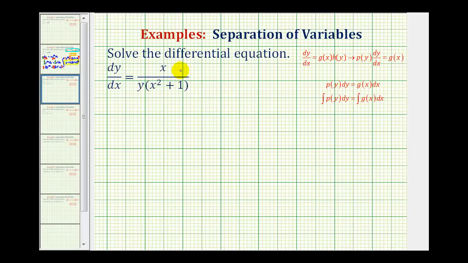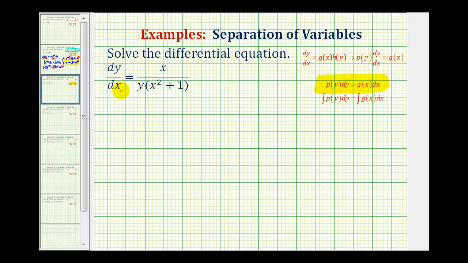We want to solve the given differential equation using separation of variables. So once we know the equation is solvable using separation of variables, our goal is to rewrite this in this form here, meaning the y terms and dy are on one side of the equation and x and dx are on the other. If we can write the equation in this form, then we can integrate both sides of the equation and then hopefully solve for y.